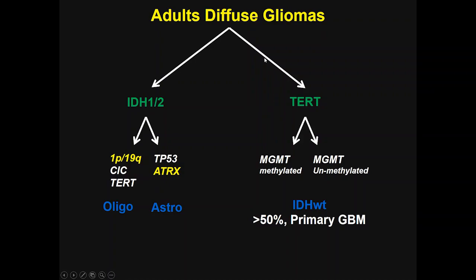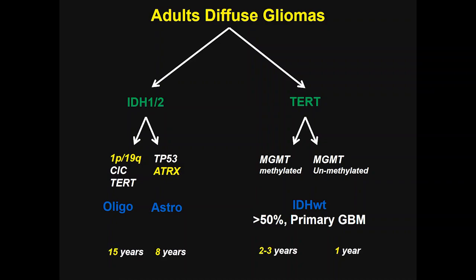And more than 50% of adult diffuse gliomas don't have IDH mutation. These are called IDH wild type, and they have TERT mutation. And the majority of them are your primary GBMs. I'm not going to talk too much about that, but the next molecular marker you can look at is MGMT. If these IDH wild type tumors have MGMT methylation, they do a little bit better than the tumors which don't have MGMT methylation. And as I said, more than 50% of primary GBMs are your IDH wild type tumors.